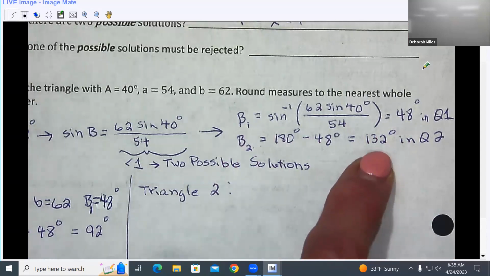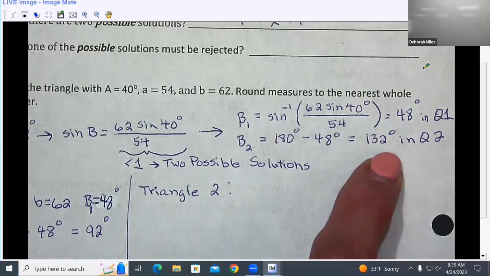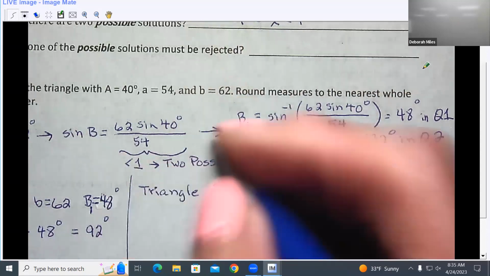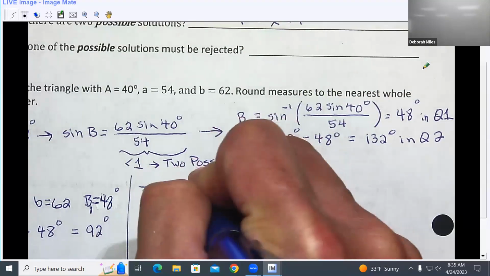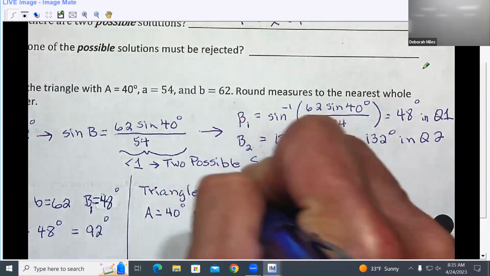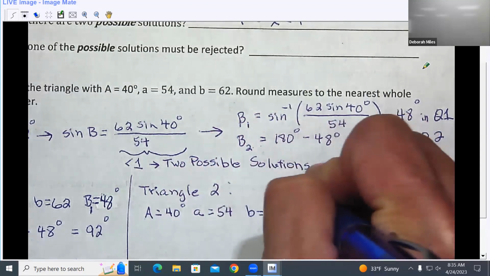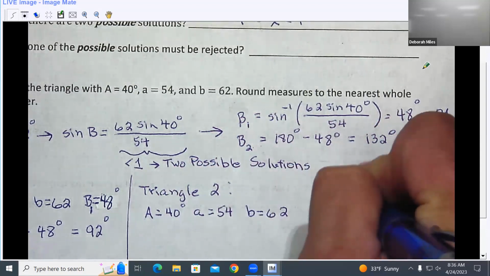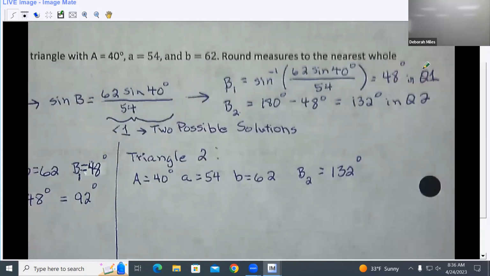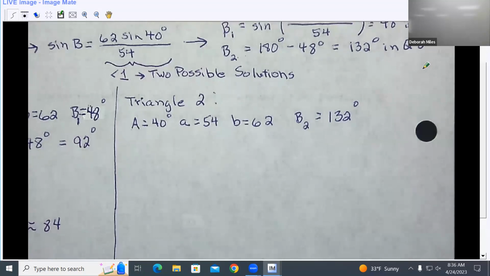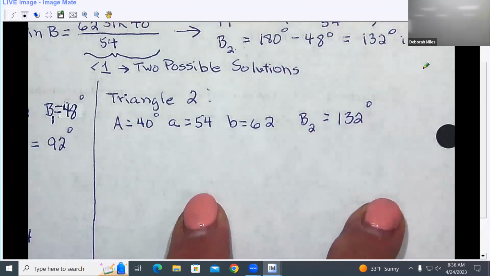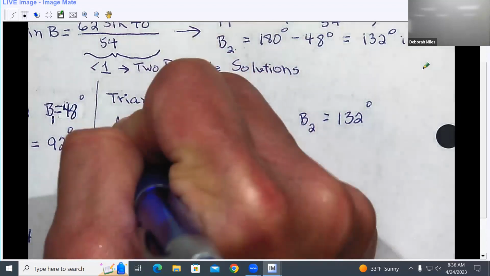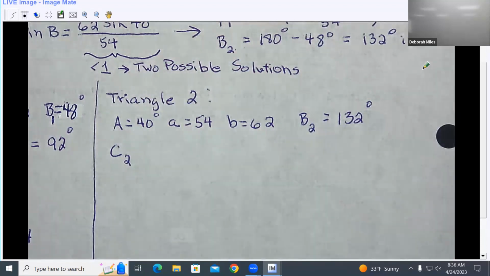So what would be easiest to find? Angle C. Okay, I'm going to write down everything I know about triangle 2, like I did for triangle 1. I know A is 40 degrees. Side A is 54. Side B is 62. Angle B2 is 132 degrees. So now I have 2 angles. I can find the third angle and I'll call it C2, the missing angle from triangle 2.